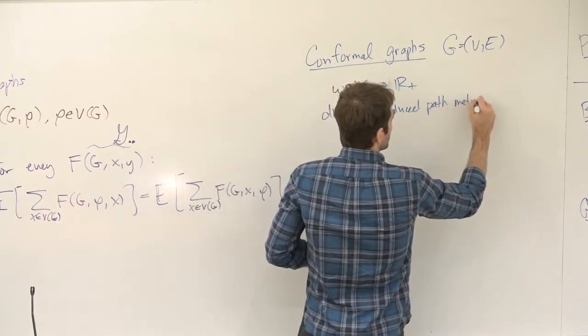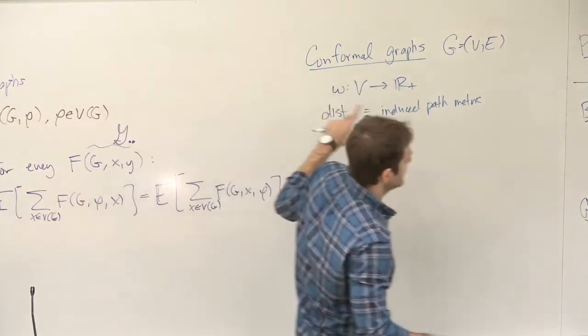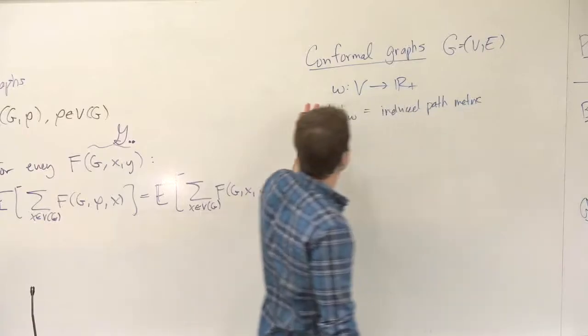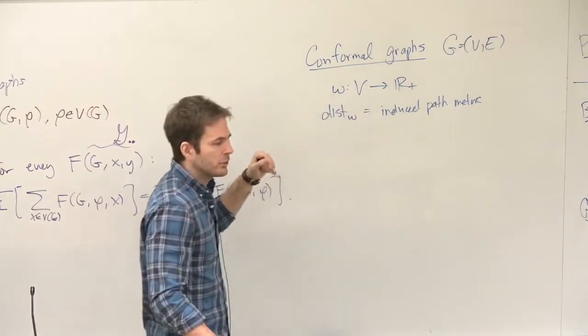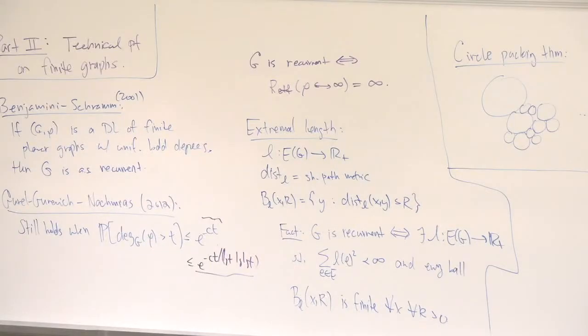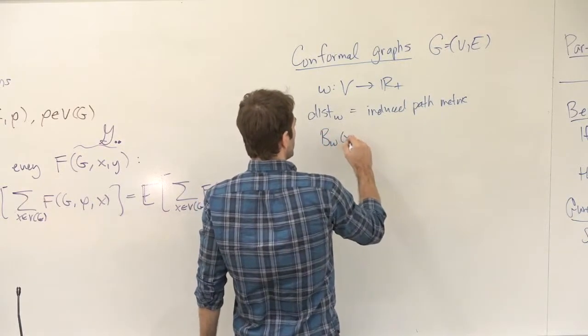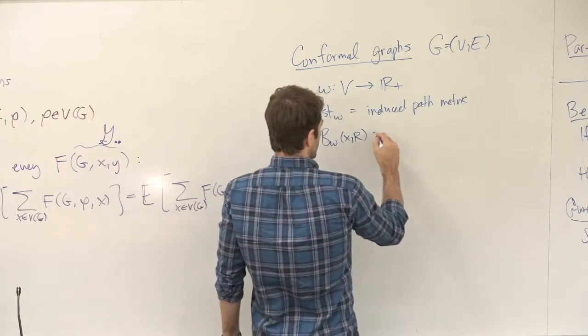path metric. By the way, this is the same setup as over here, except here I have lengths on edges, and here I'm putting weights on vertices. You could also define vertex extremal length instead of edge extremal length, and in the bounded degree case, there was not a difference between the two. I mean, there's a difference, but not an appreciable one. And then again, you have balls in this metric.